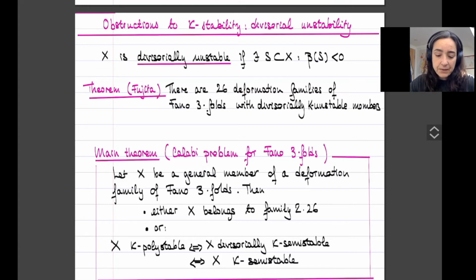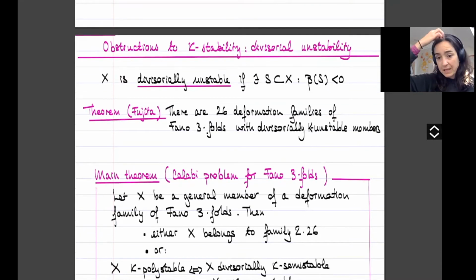And in a sense, the absolutely surprising thing, I think, is that when X is a general member of a deformation family of Fano threefold, then either X is in a maverick family, you always have a maverick when you deal with Fano threefolds, or K-polystability is actually equivalent to divisorial K-semistability, and is equivalent to K-semistability. So the families that fail the Fujita-Li criterion in the most obvious way are basically those that fail the Fujita-Li criterion, full stop.